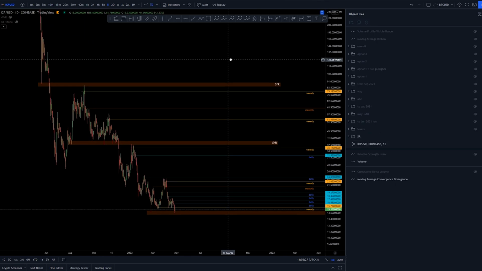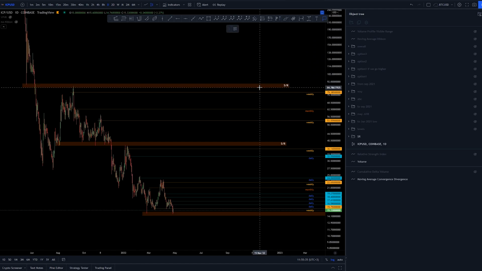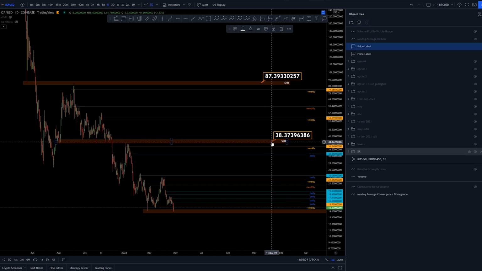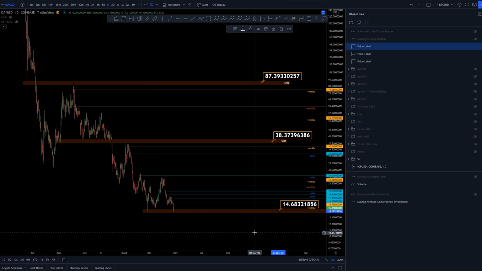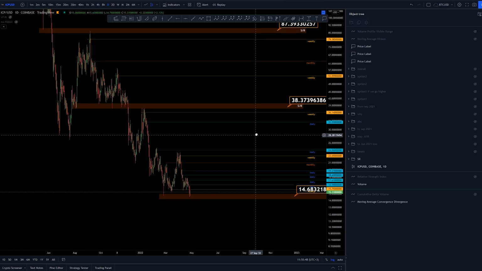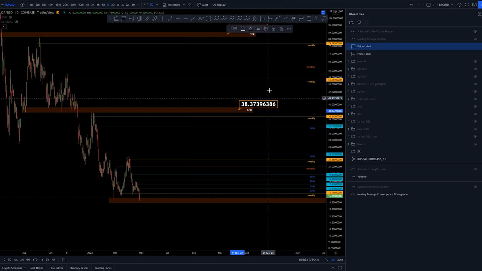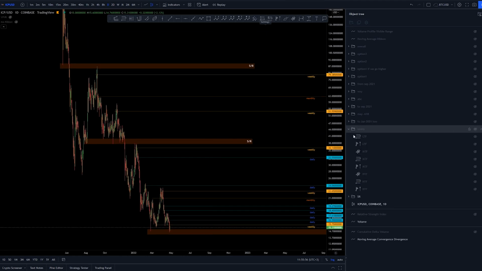The brown boxes again are the support and resistance areas that we've seen good bounces off of. Major one up here around $87, sorry. Another one around here at $38, and this current one that we've just visited twice now around $14.6. Between these levels we've got weeklies, dailies and monthlies that we're going to look for confluence with these levels.